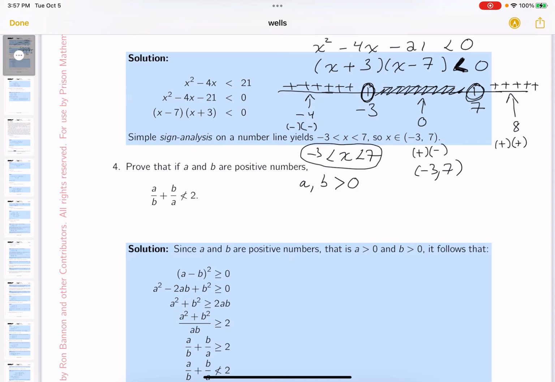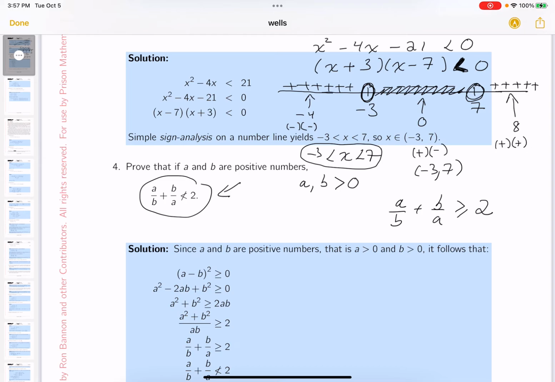Now, to show that this is true, I'll show this instead. I'll show that A over B plus B over A would be greater than or equal to 2. I want to show that. By showing that, I'm showing this over here.